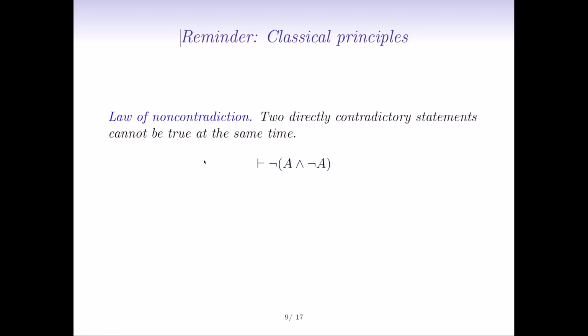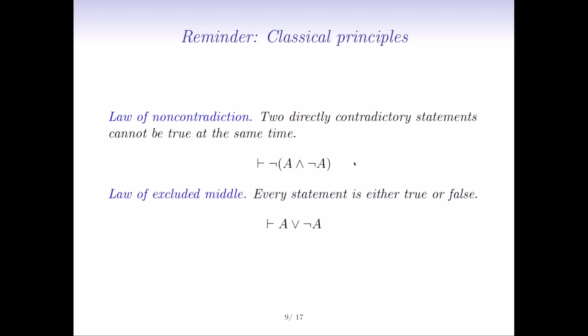Okay, so at this point, I would like us to just go back and remember our two key classical Aristotelian principles from the previous lecture. The first being the law of non-contradiction. Two directly contradictory statements, which is to say A and not A, cannot be true at the same time. Remember, I'm writing this turnstile symbol to mean "it is a law that". So it is a law that not (A and not A). And that's true for any propositional logic formula A. For no proposition P can we have that P and not P holds.